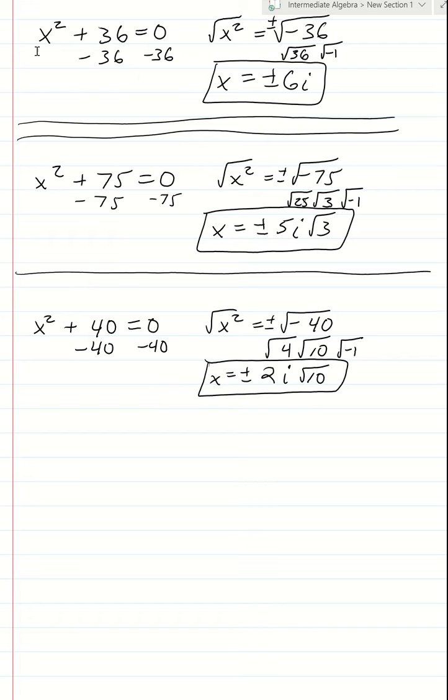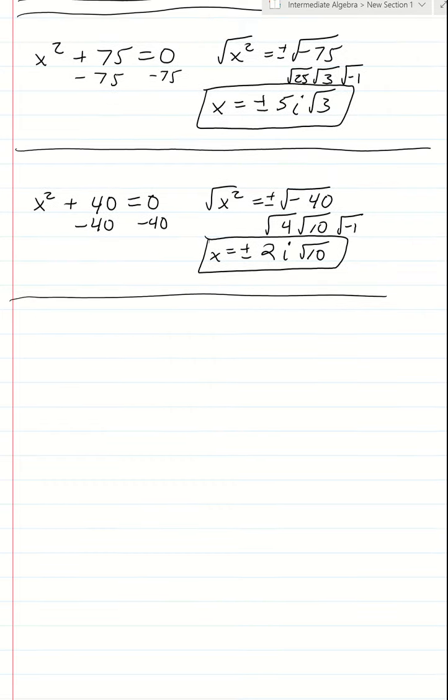What do they have in common? They all have a squared quantity, and they all have a numerical quantity. Okay, so look for that. That's something to look for and to indicate when to use that square root method.